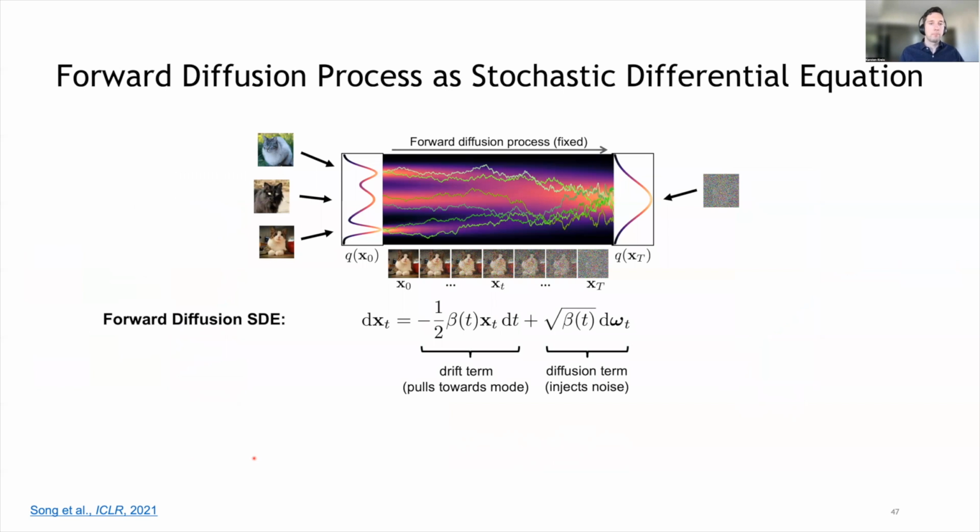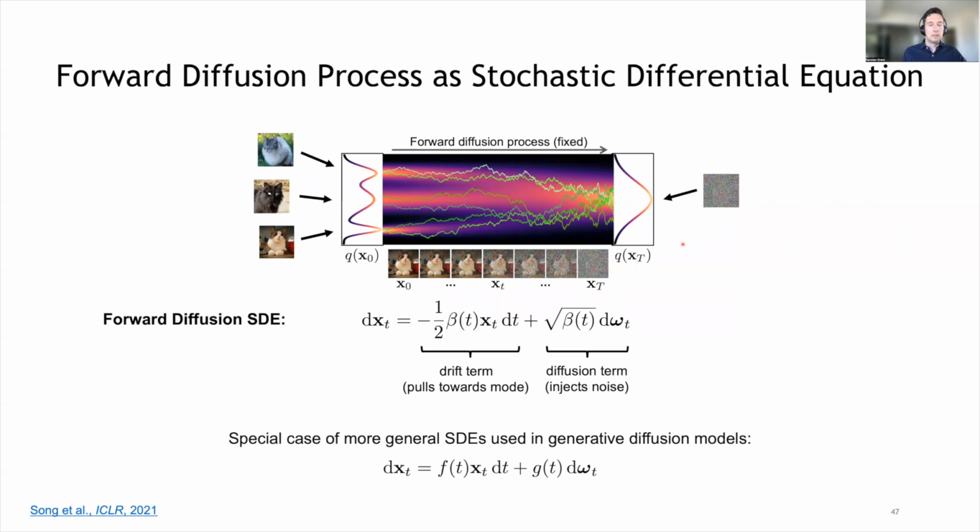All right. So we have this forward diffusion SDE with the drift term and the diffusion term. One of them pulls towards the mode of the distribution, the other one injects noise. It may be worth mentioning that in the diffusion model literature, other differential equations have also been used to define other types of diffusion processes. Often these take a more general form like this. I don't want to go into too much detail, and in this talk we will stick to this equation for simplicity, but all the concepts that we describe in this tutorial also hold for other types of SDEs.